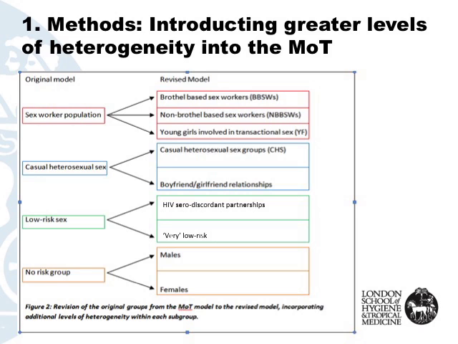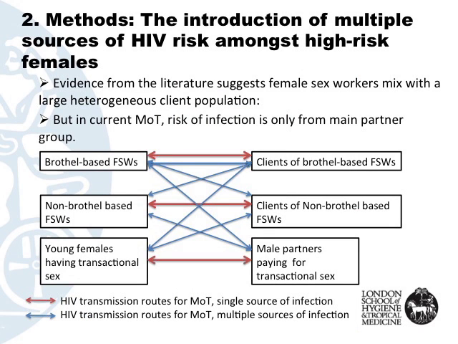So, sorry, just to define the no-risk group again. That includes everybody who has not had any kind of sexual intercourse in the last 12 months and are not injecting drug users. So their risk is non-existent. So this is our second method slide, and this is the introduction of multiple sources of HIV risk amongst high-risk females.